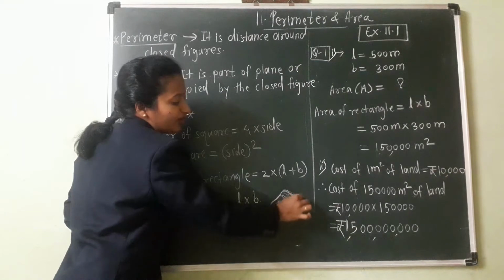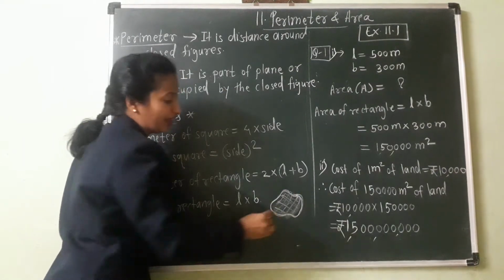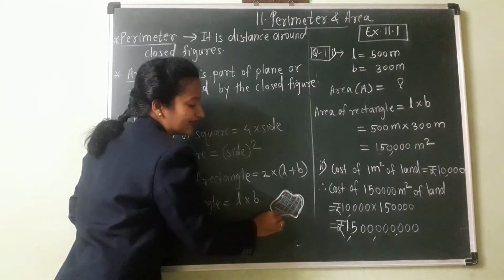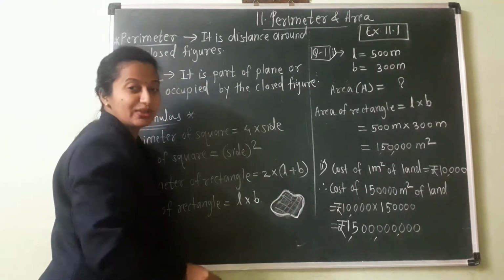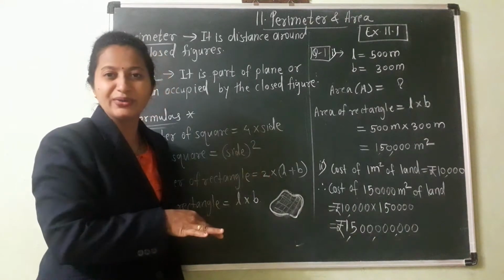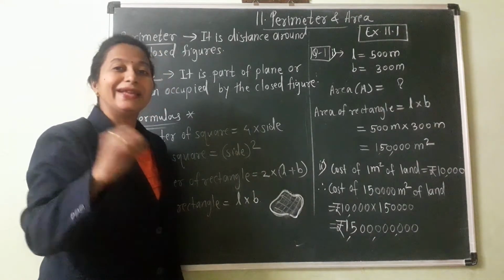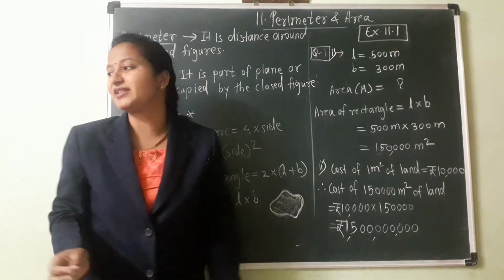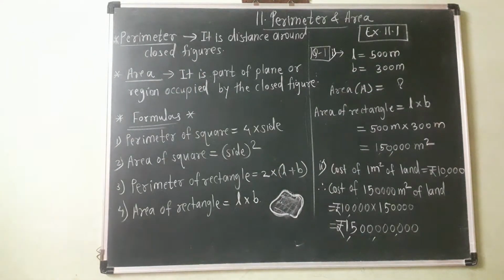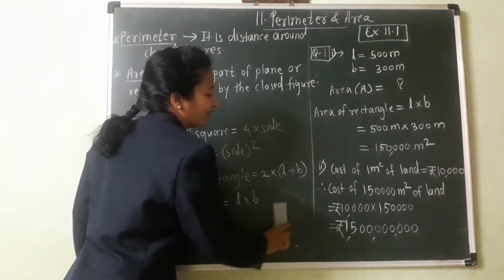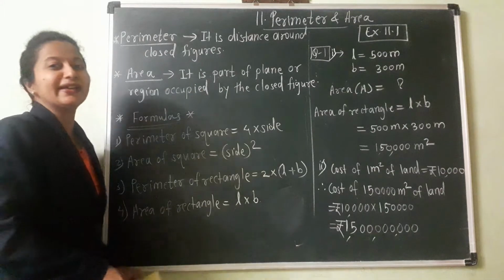And if I say the perimeter for this figure, perimeter is the length of the boundary of this closed figure. Understood the difference between perimeter and area? Perimeter is the length of the boundary, and the area is the space occupied by this object. This is the biggest difference between perimeter and area. It's very simple. Now we'll see the formulas for how to calculate perimeter and area.